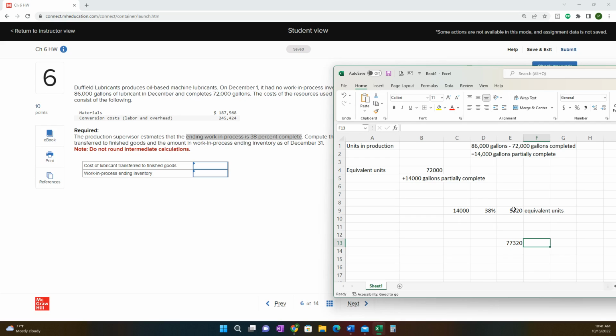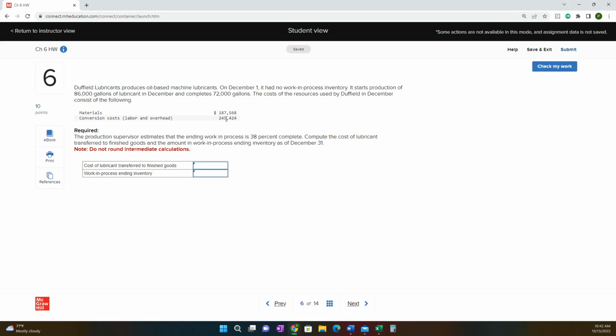So that's the concepts of equivalent units and units in production. It's important to keep those two concepts separate because they mean completely different things. So now let's go to the question. The question tells us how much materials and conversion costs we incurred for the month, $187,568 and $245,424. And it wants to know how much lubricant we transferred to finished goods. And then we also have to assign the remaining cost to work in process ending inventory.